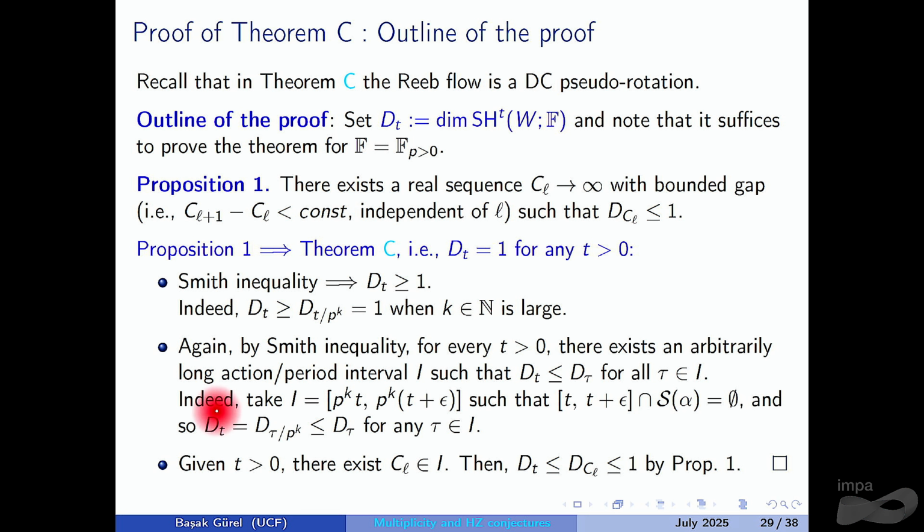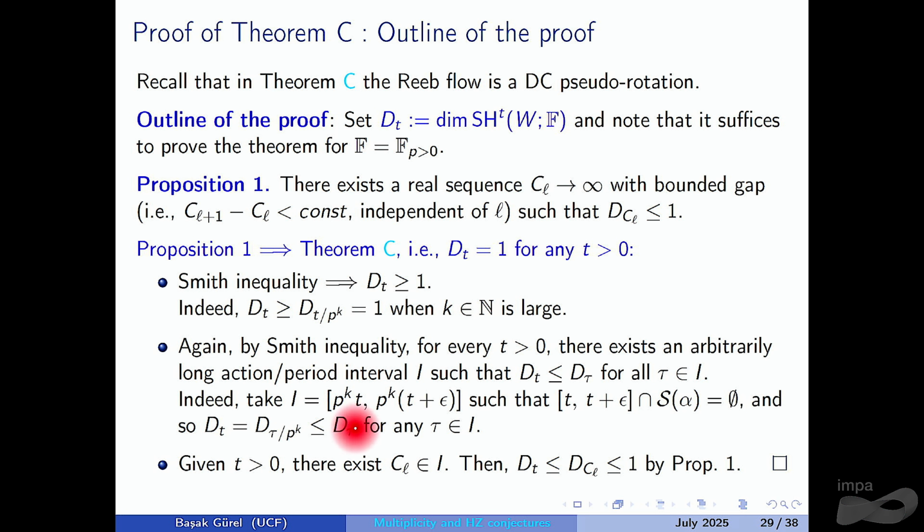Okay, for every t, I can find an arbitrarily long action interval such that this dimension d_t is less or equal to d_tau for every tau in this interval. To do this, you just simply pick, give me a t, you just pick an epsilon which doesn't intersect the spectrum. Again, for a large k, look at this enlarged interval, and then the Smith inequality will tell me this part of the story. And you also have this part of the story. Okay?